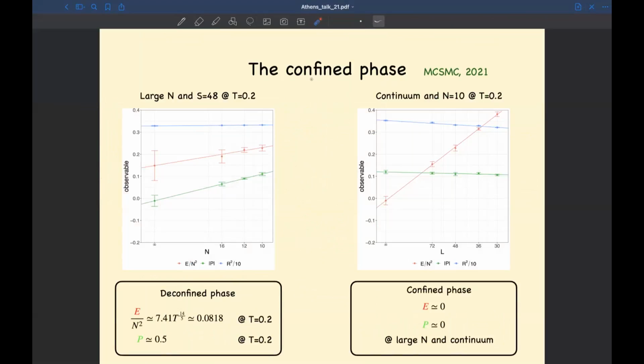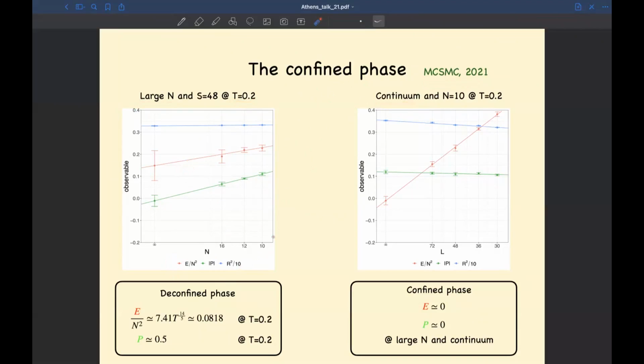Here, I proceed a little bit more with the confined phase. And of course, this is just an example of evidence, and you can look into more details in our paper where we have much more evidence about these observables. So here on the left side is large N extrapolation at temperature 0.2, while on the right side we have continuum extrapolation.